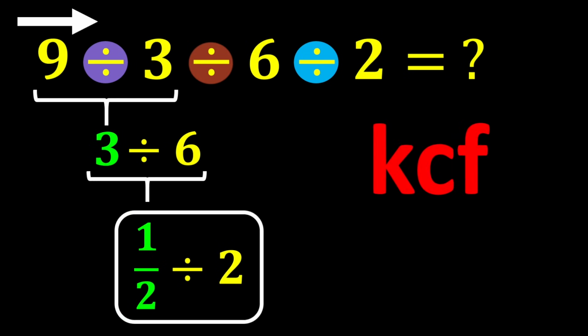To solve this part, we use the KCF rule. K stands for keep, C stands for change, and F stands for flip. The KCF rule is a simple rule for dividing fractions. According to this rule, we keep the first number as it is, change the division sign to multiplication, and flip the second number. According to the KCF rule, we keep 1 over 2 as it is, change division to multiplication, and flip 2. 1 over 2 times 1 over 2 gives us the final answer, 1 over 4.